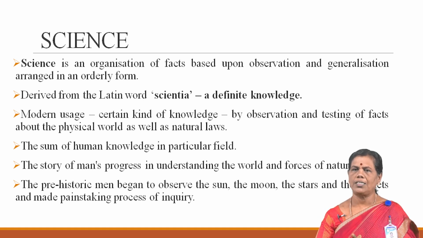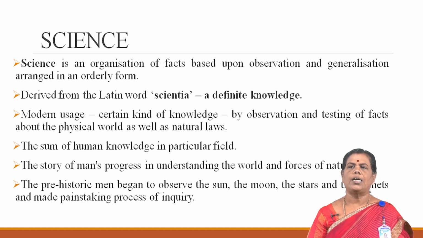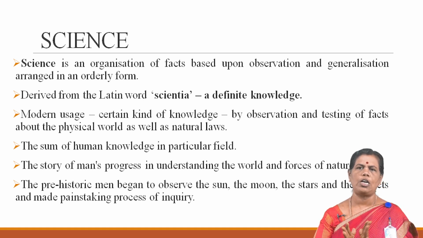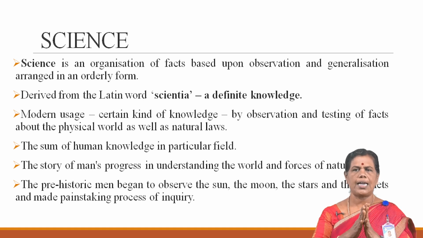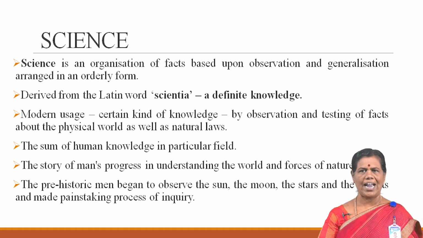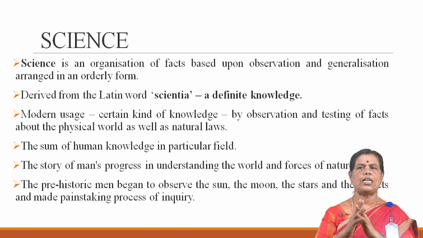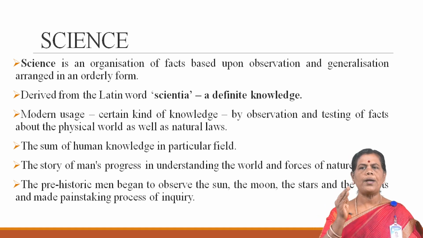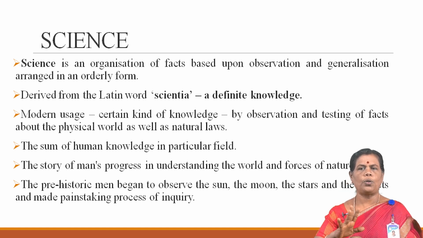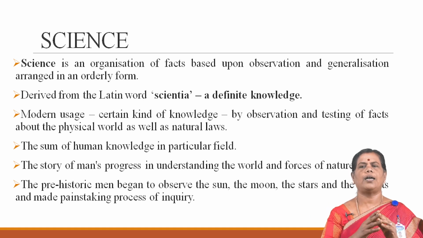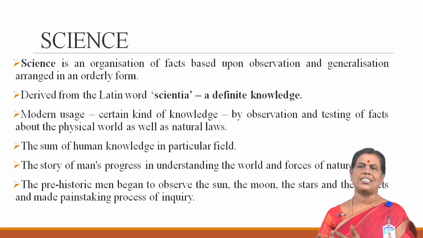In the modern usage, the term science covered a certain kind of knowledge obtained by observation and testing of facts about the physical world as well as natural laws. So in total, simply telling, science is the sum of human knowledge. Sum means total, totally about the world, the universe, the human knowledge in a particular field. Particular field means whether it is physics or chemistry or biology.